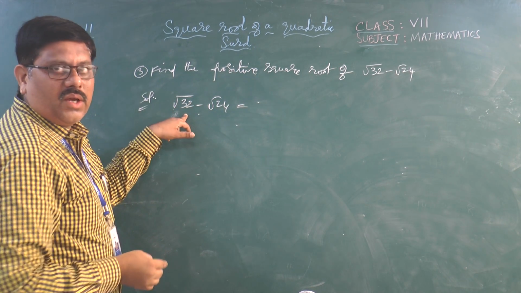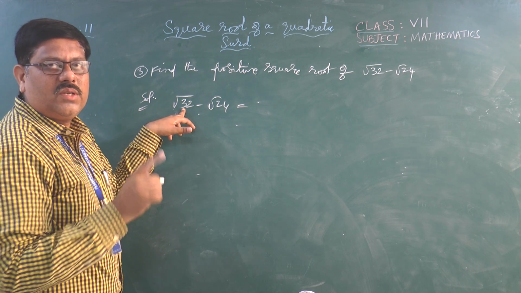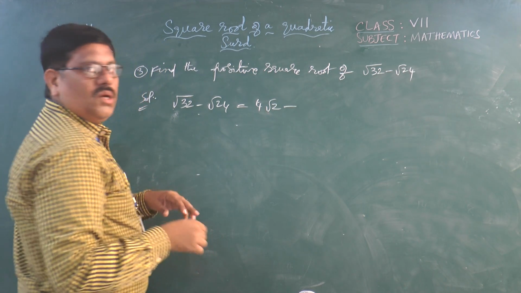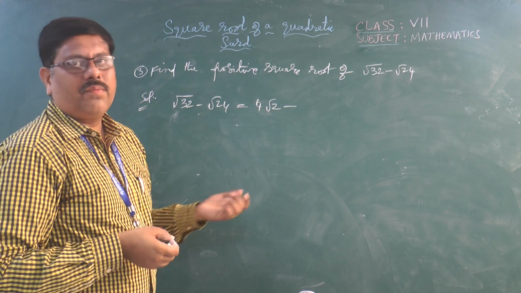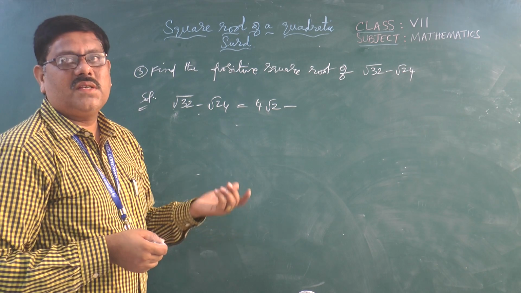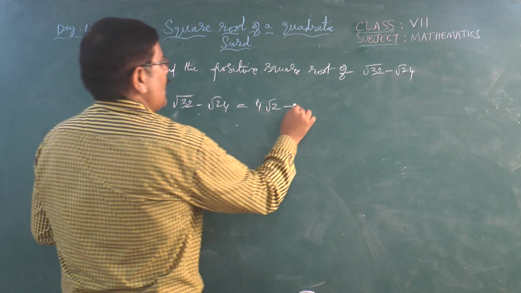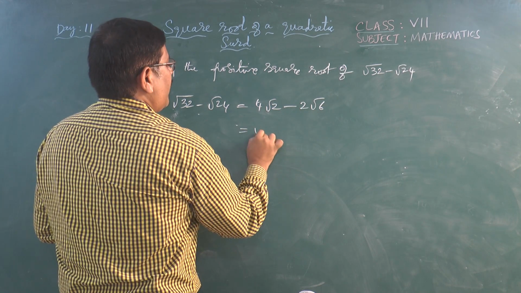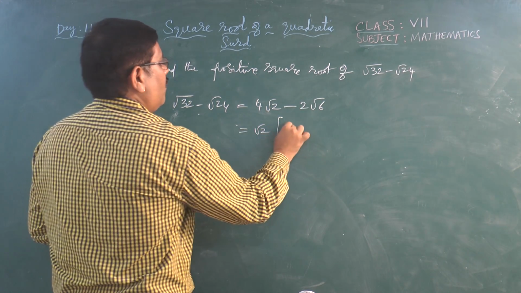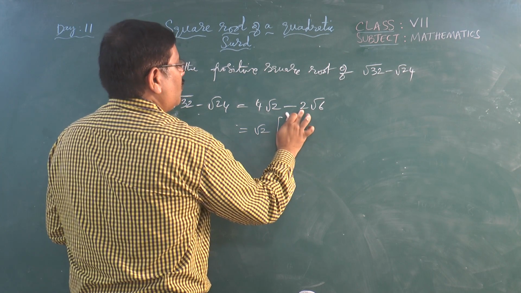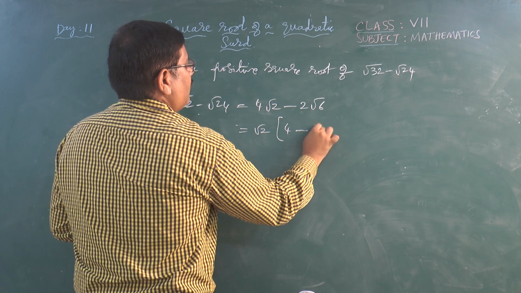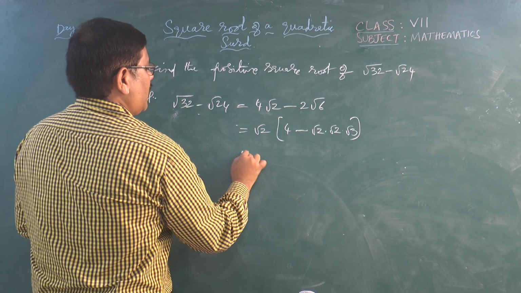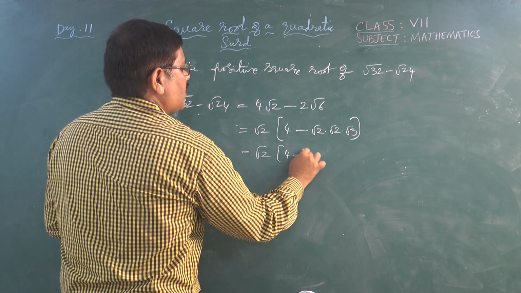Root 32 can be written as 4 root 2, since 32 is 16 times 2. Minus root 24; if you prime factorize it, 24 is 4 times 6, so 2 root 6 we will get. Now in these two let me take root 2 common. So what do you have now? 4 minus 2 into root 3, that is nothing but root 2 into, let me write root 6 as root 2 into root 3. So that is going to be root 2 times of 4 minus 2 root 3.